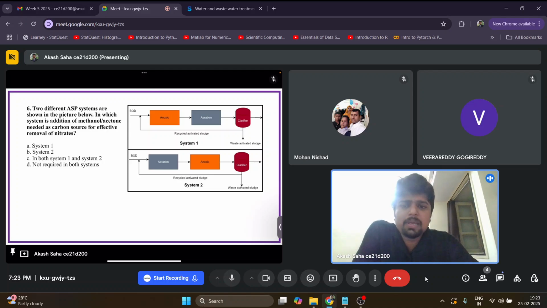So tell me, suppose the wastewater is going directly to aeration. What will happen? What will happen to the organic carbon if I am aerating it in the presence of microorganisms? What will happen? Whether my organic carbon will remain in excess quantity or not, or it will be used up.